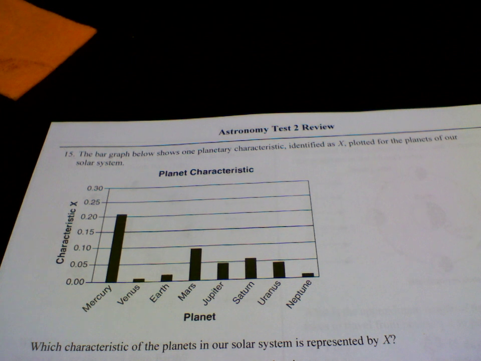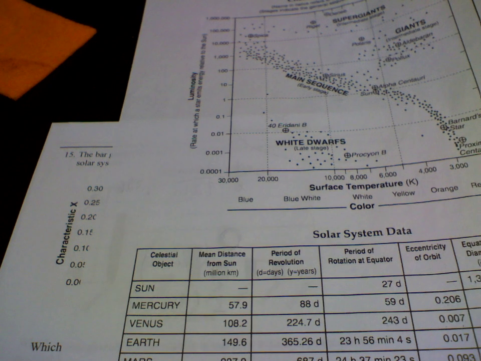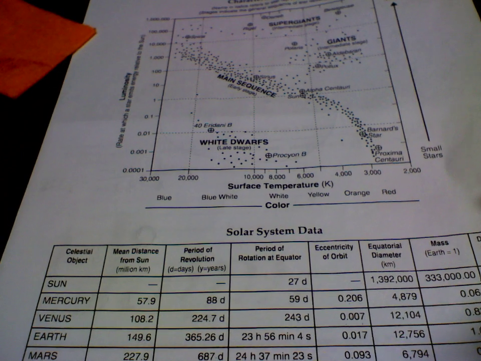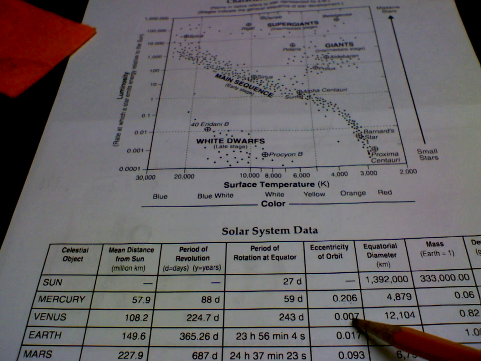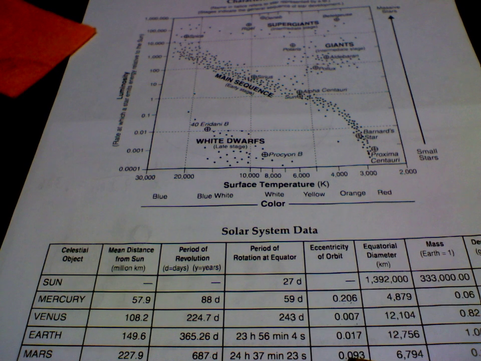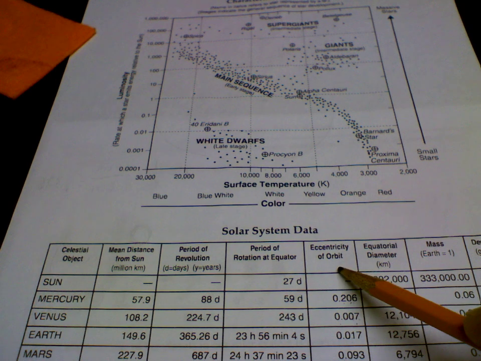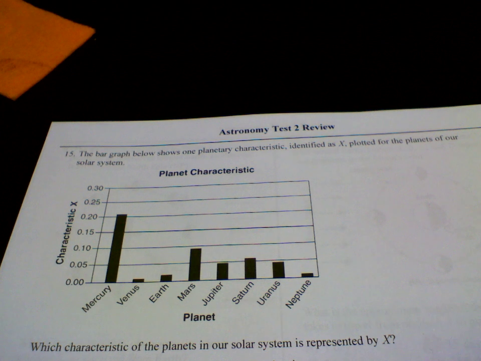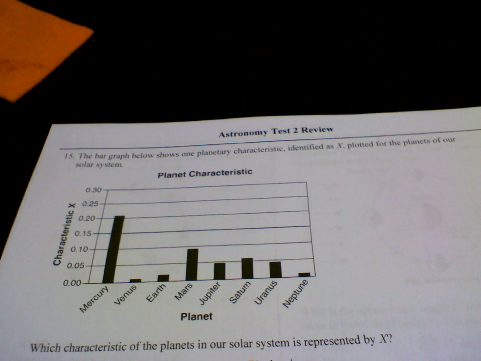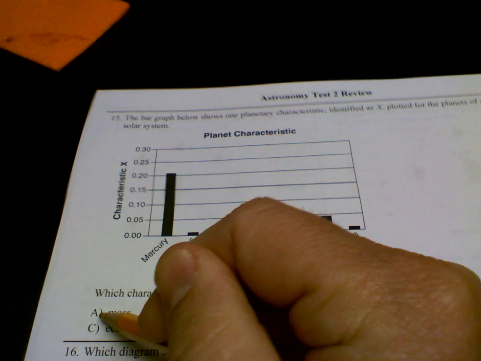You know what? When they're talking about planetary characteristics, I'm going to go here. And I believe I said Mercury was just over 0.20. Venus and Earth were very close to 0.00, and Mars was just under 0.1. Looks like we're talking about eccentricity of orbit. Eccentricity of orbit, which is choice C.